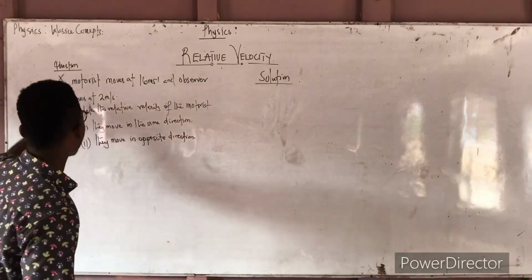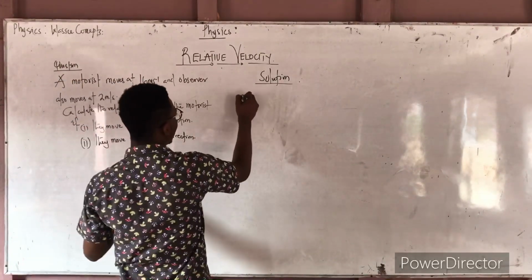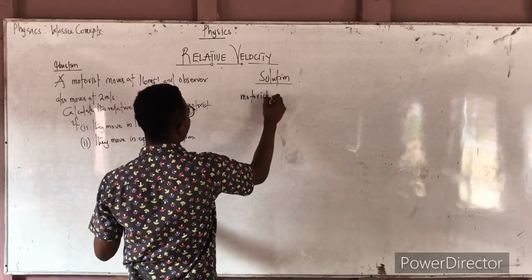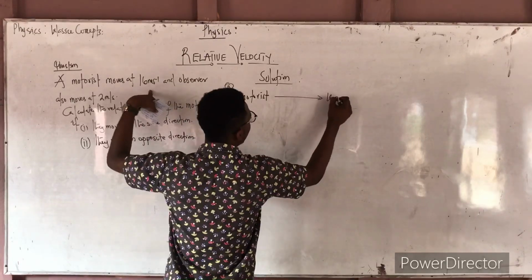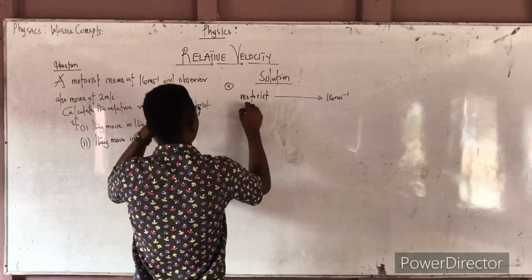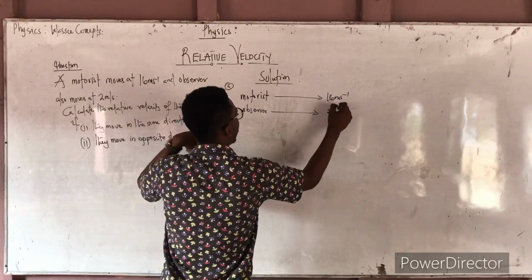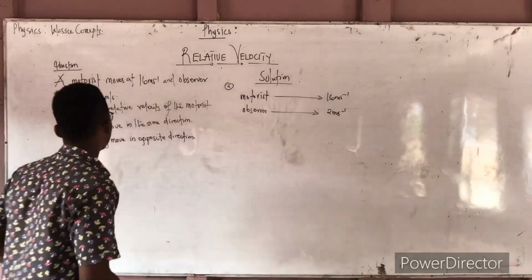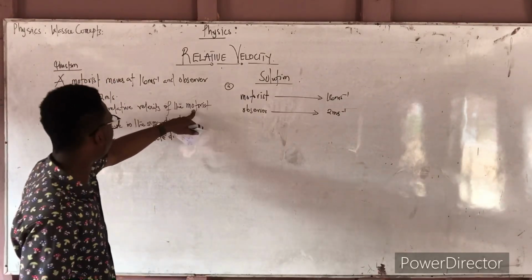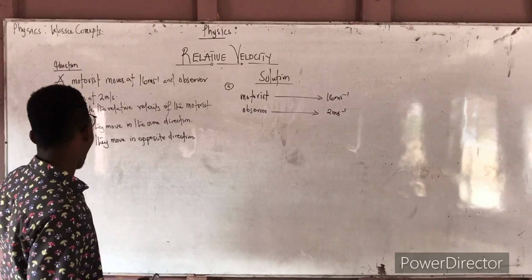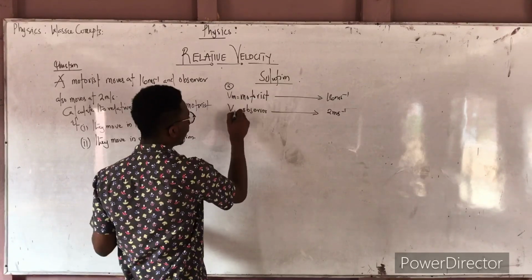So what we are supposed to know here is that the motorist and the observer are moving with speed. Let's say this is the motorist moving with a speed of 16 meters per second, in the same direction. And the second one is the observer, also moving in the same direction with 2 meters per second. It says you should find the relative velocity of the motorist with respect to the observer. Let's say the motorist's velocity is Vm, and this is VO.